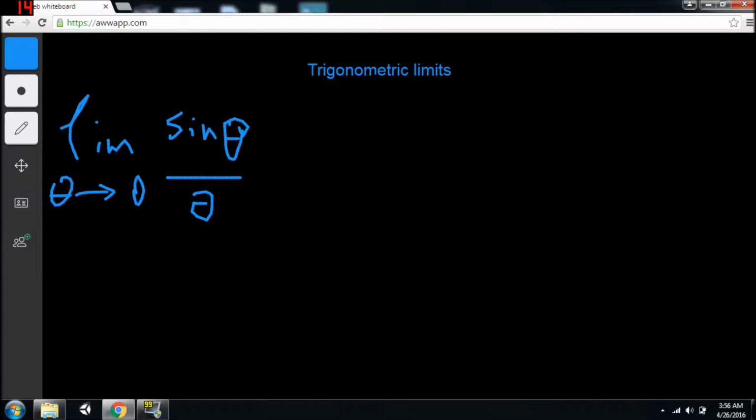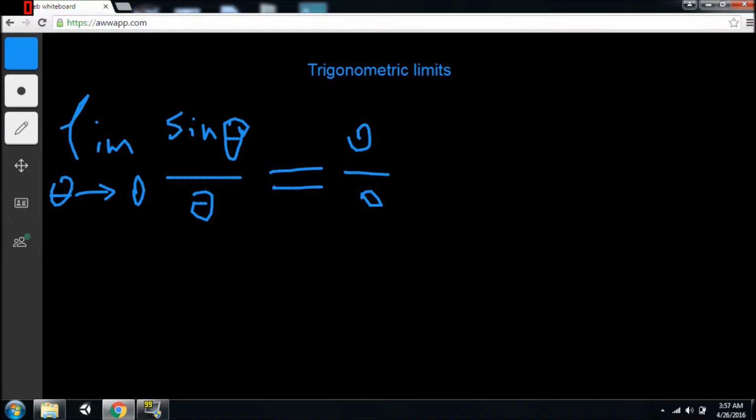If I directly try to substitute in values, like we have said in the revision, sine 0 is going to be 0, and theta is going to be 0. So we have 0 over 0. Now, is this value equal to 0? No. Is this value equal to infinity? No, we don't know. 0 over 0 is an undefined value. So what do we do? This is kind of annoying.